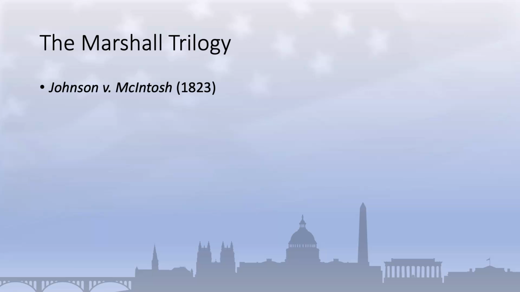In its decision, the court held that Johnson's claim to the land was invalid because only the federal government, not private individuals, had the right to acquire and manage land that belonged to Native American tribes. Writing the unanimous opinion, Chief Justice John Marshall set out several of the key principles that would shape the legal framework for Native American land rights and federal tribal relations for decades to come.